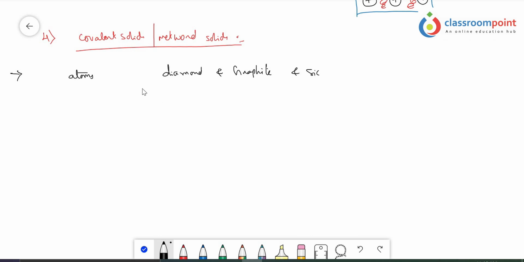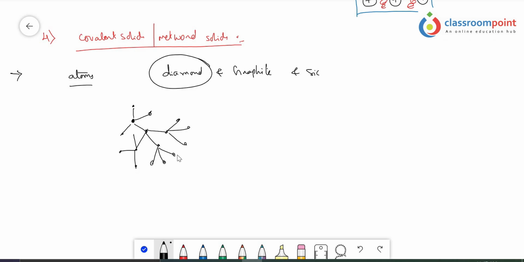So covalent or network solids are solids where atoms are connected to each and every other atom through covalent bonds like this, and again this is connected to other atoms through covalent bonds. In this way they form a network, hence they are called network solids. Diamond has a tetrahedral structure. One carbon atom is connected to 4 other carbon atoms like this, and it keeps on continuing like this.